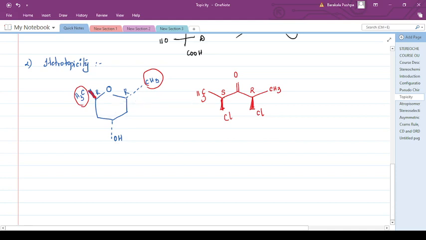Constitutionally both are methyl groups, but configurationally also they can be identical. But what happens here? They are constitutionally identical, but configurationally they are different. So they are not homotopic. They are heterotopic.